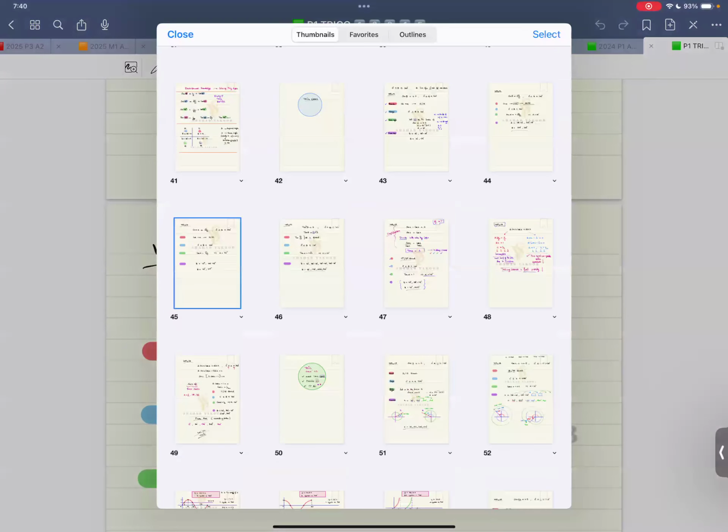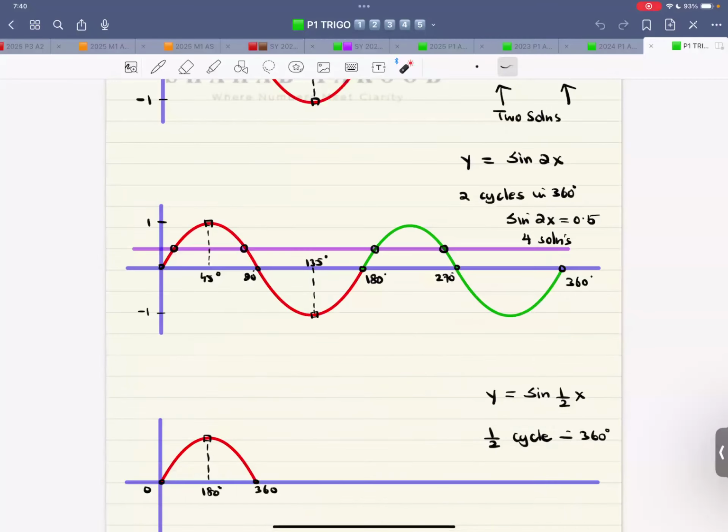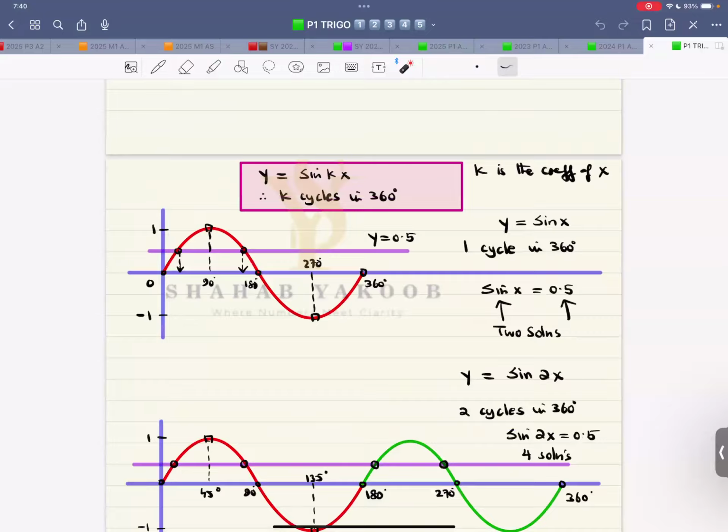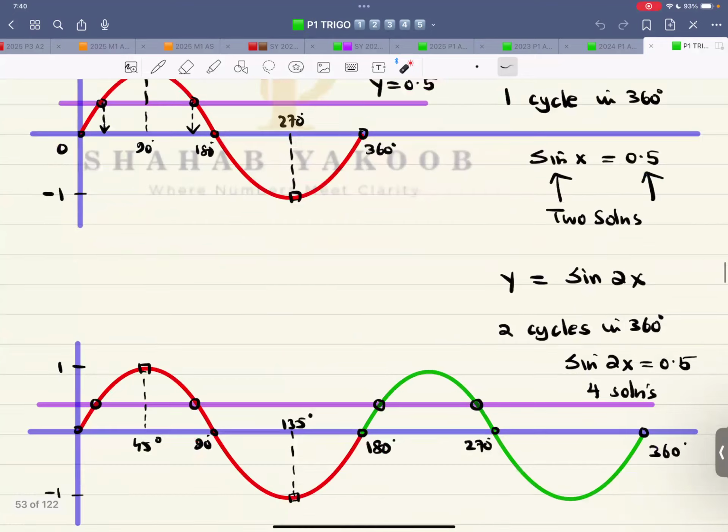Now let me move ahead and something like this. Now y equals sine kx, k cycles in 360 degrees. So k is the coefficient of x, and later on in functions, we have talked about it. If it's sine 2x, therefore the coefficient of x is 2, and the scale factor is half because this is stretched parallel to the x-axis.